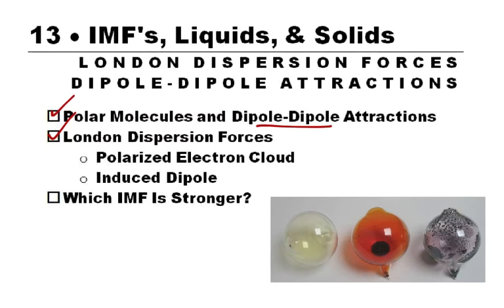There are two parts to the London dispersion forces. One is the electron cloud becomes polarized, and then it induces a dipole in its near neighbors and causes them to stick together. And the last question we want to look at is, which IMF is stronger? And that is a little bit more subtle than you would think.